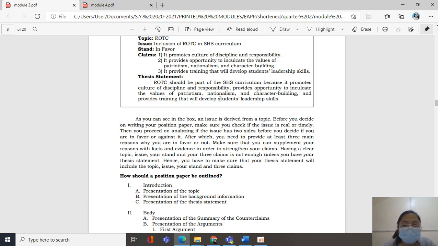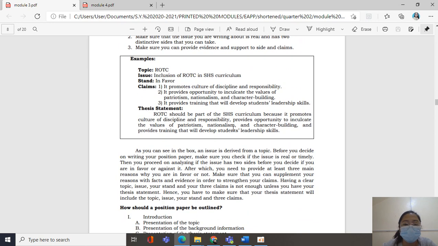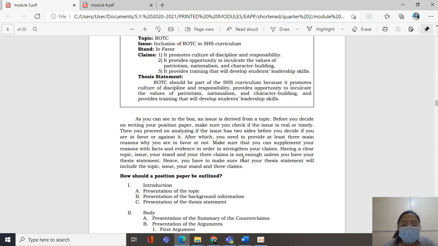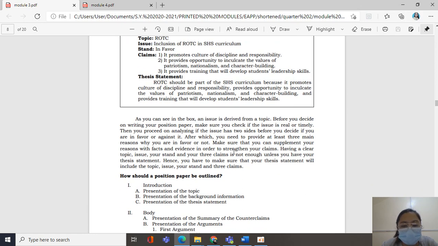Okay, here is an example. As you can see in the box, in this example, an issue is derived from a topic. And take note, before you decide on writing your position paper, please make sure that you check if the issue is real or timely. So nowadays, what are the issues relevant to our society? Make sure that they're real and timely as it interests your readers.